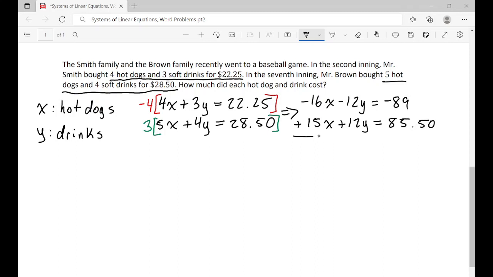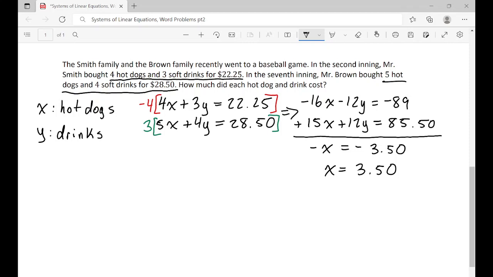Now I'm going to add so I can get rid of my y's, which will go away. And here I'm going to get -x equals, and then add these two together, -3.50. And I don't need my x to be negative, so I'll divide by -1. And I'm going to get 3.50 for x. Now this is what x equals. I've got to figure out what y is, so I can plug it back in to any one of the equations I have here, but I'd rather stick with the ones that are smaller, so I'm probably going to use the first one just because it's a little bit smaller.